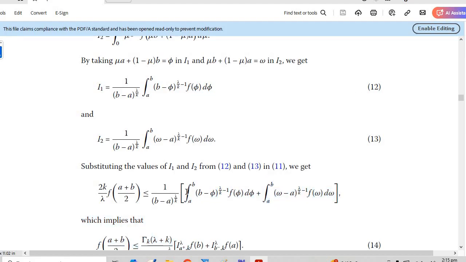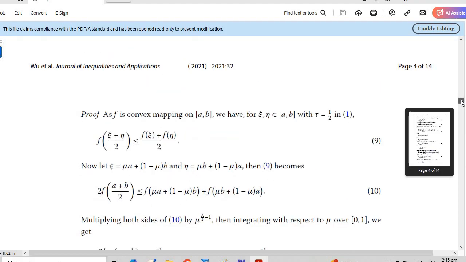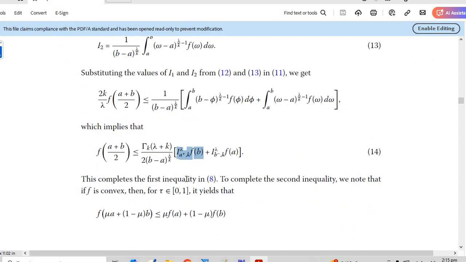So this becomes this one as we have used the notation above. We get the inequality number 14. So this 14 proves the one inequality, because there is the double inequality 2 given with less than or equal to. This includes the first inequality given in 8.